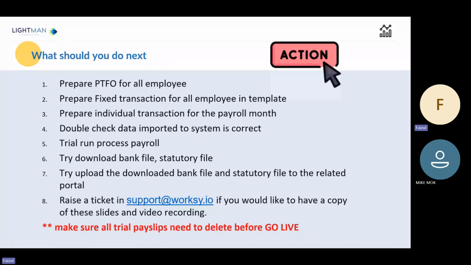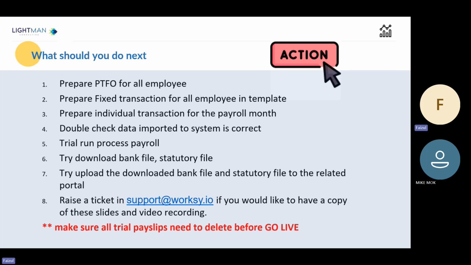All right, so what you should do next. So this is the action. Maybe it's your first time run, or maybe you're still during the implementation stage, right? So this is the step you need to do next, together with your implementer. So first, prepare PFTO for all employees. Second is prepare fixed transaction for all employees in the template. Third is prepare individual transaction for the payroll month. And then double check the data imported to the system is correct. And try to run the payroll process.